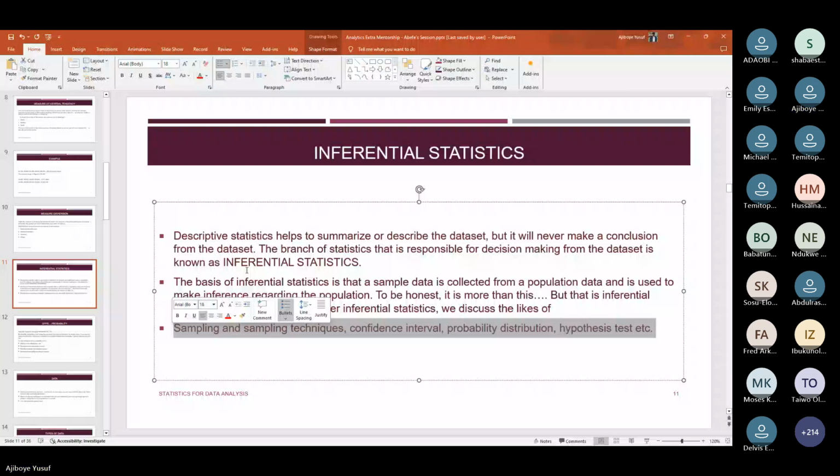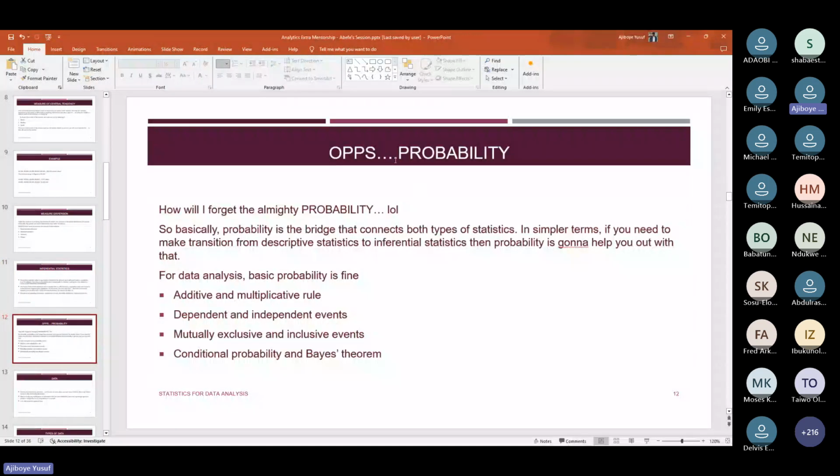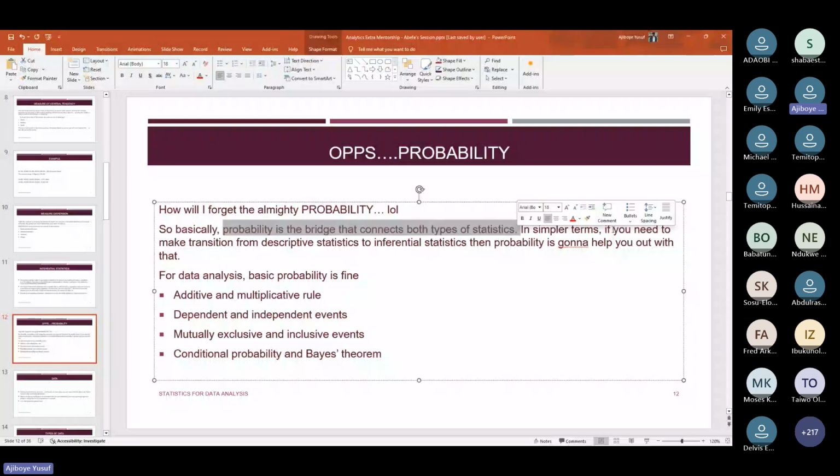So under inferential statistics, this is everything. Oh, and that reminds me, how will I forget probability? Probability is also a very important aspect of statistics. Probability is like a bridge that connects both types of statistics. In simpler terms, if you need to make a transition from descriptive statistics to inferential statistics, then probability is going to help you do that. People that do research more will understand this statement, because after summarizing your data set with descriptive statistics, you now want to make inference. So the technique that will make you move from descriptive to inferential is probability.